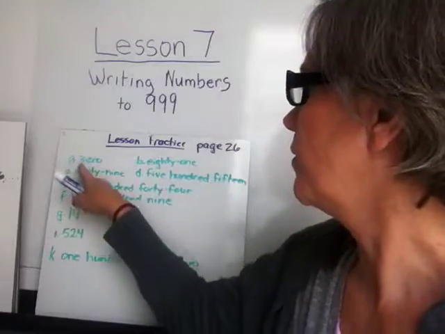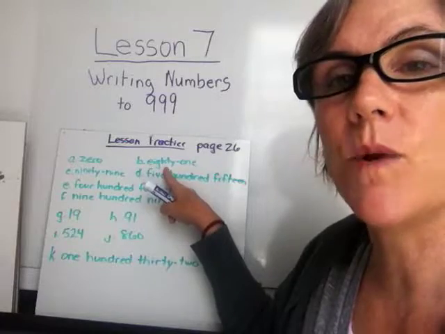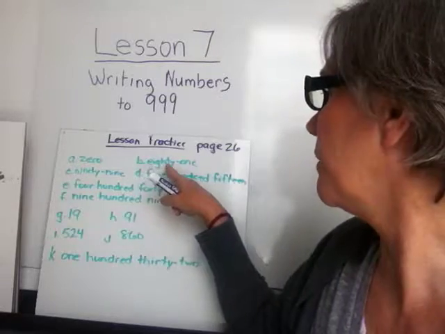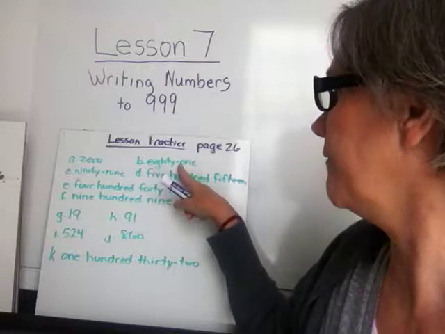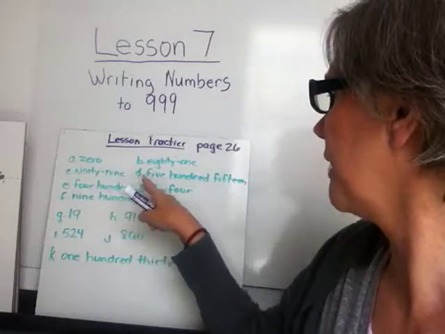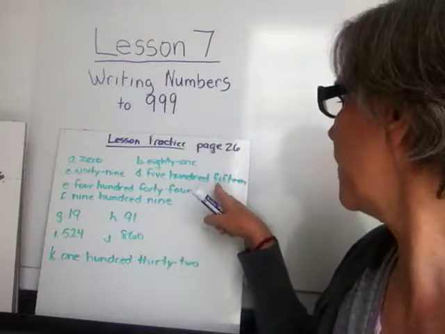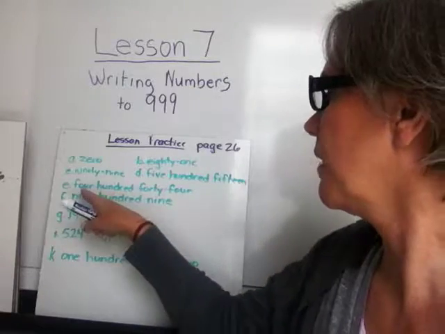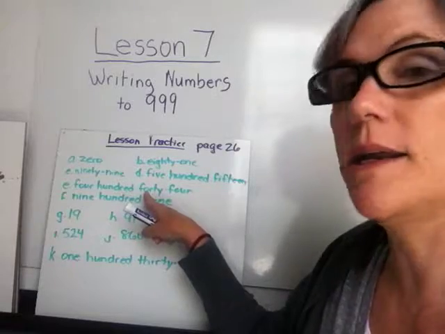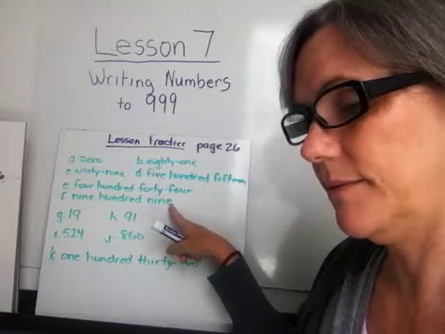A is 0, Z-E-R-O. B is 81, a two-digit number larger than 20 that does not end in 0, so there's a hyphen. 99, hyphenated. 515, no need for a hyphen here because 15 is not more than 20. 444, and you notice that the forty has no U in it. 909.